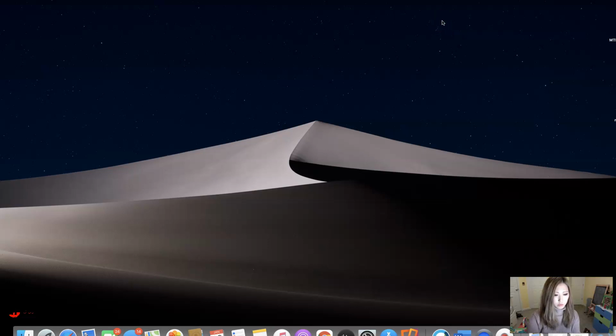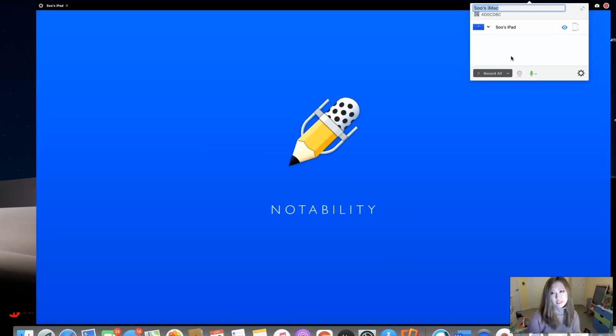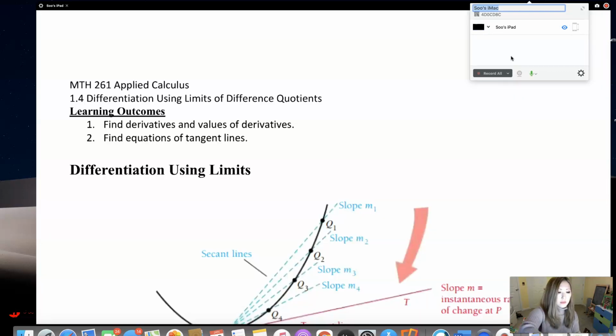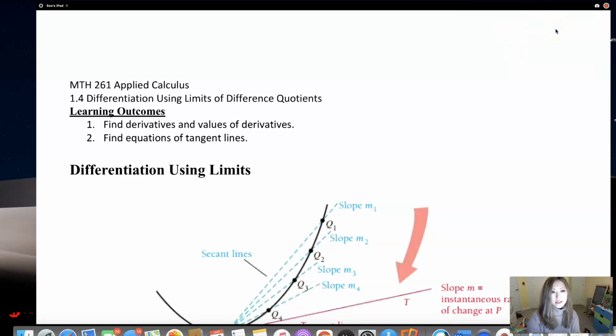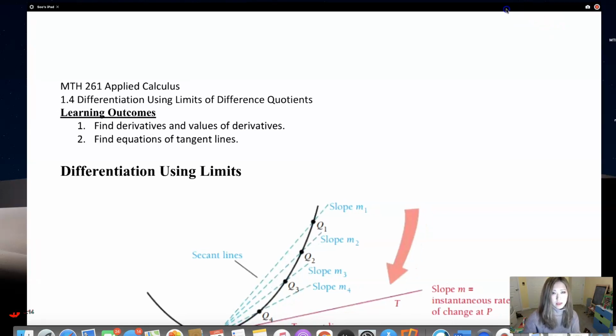Section 1.4. I'm going to do something a little different this time. We're going to talk about three different cases where a function is not differentiable.